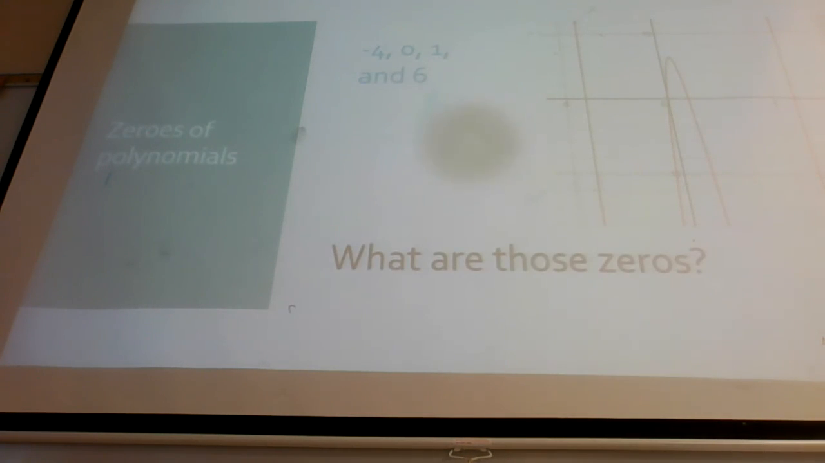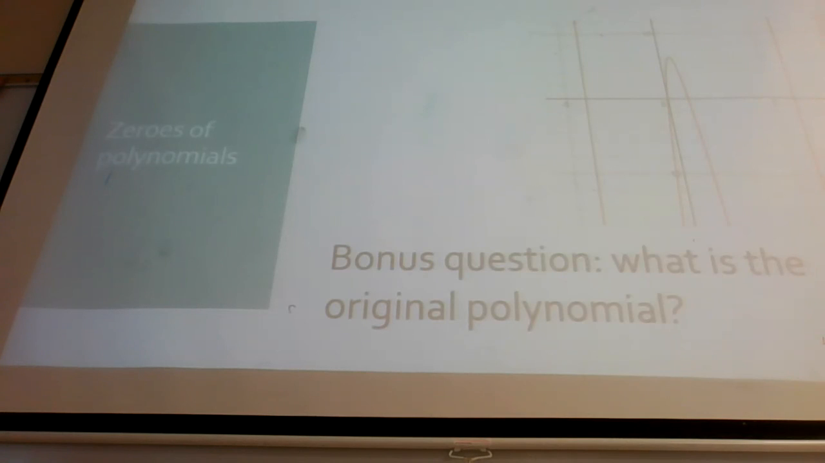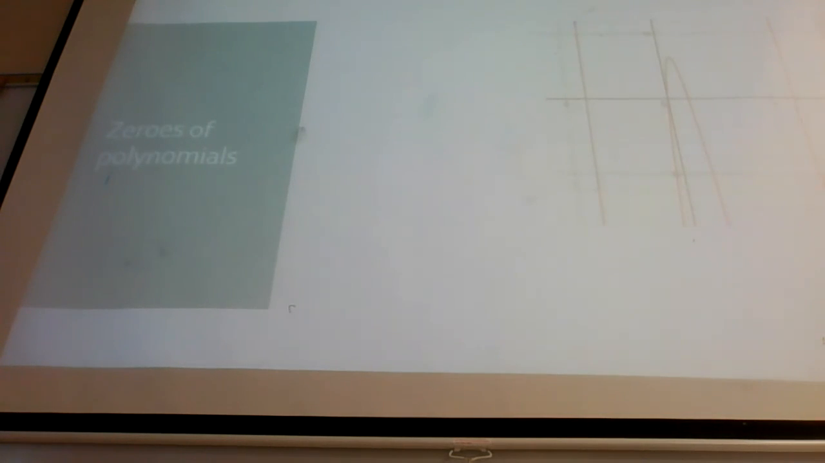Now, last thing would be a bonus question. What is the original polynomial? Remember, those zeros come from the opposite of the roots. So, for example, the opposite of negative 4 is positive 4. 0 doesn't have an opposite, so we just write x. The opposite of 1 is negative 1. The opposite of 6 would be negative 6. So those would be the factors that give us that.